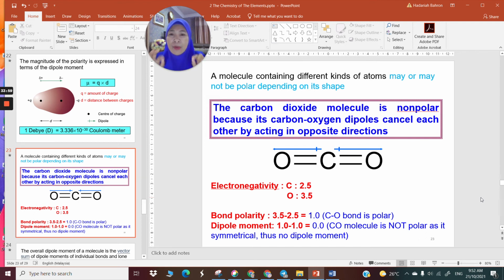So a polar bond that exists within a molecule may not necessarily make that molecule a polar molecule. Because if you have a strong symmetry between the two polar bonds, the effect of the pull of electrons to the right will be cancelled by the pull to the left. So the effect on the whole molecule is 0, and that molecule is non-polar. It depends on the shape of the molecule. Let's have a look at another example.